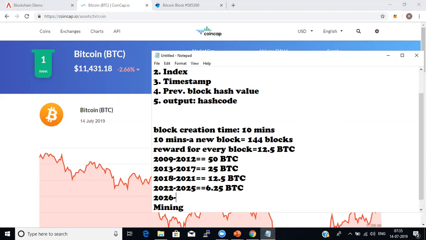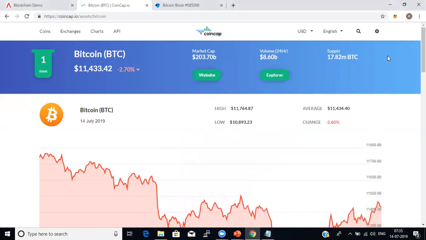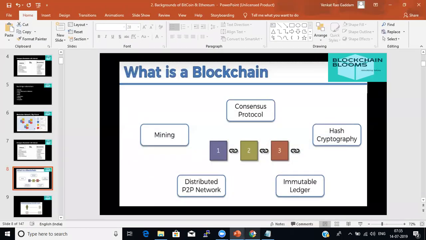From 2026 to around 2029, the reward will become about 3 point something Bitcoins. Like that, it will keep on decreasing the reward size. So if you observe, to reach the 21 million as per today's scenario, by the year 2140 we may reach that cap. That is a different story. But the thing is, what is the process of this mining?